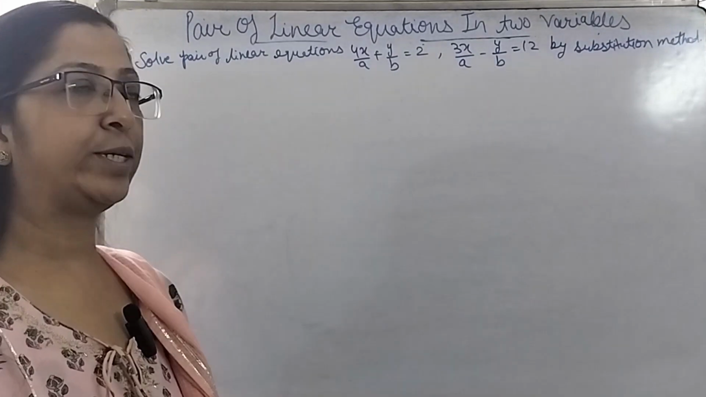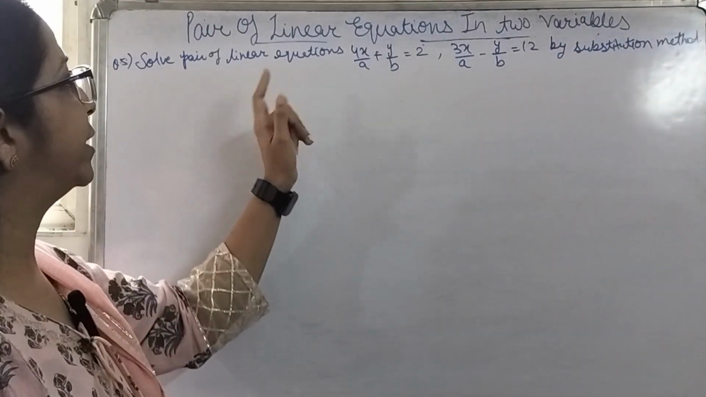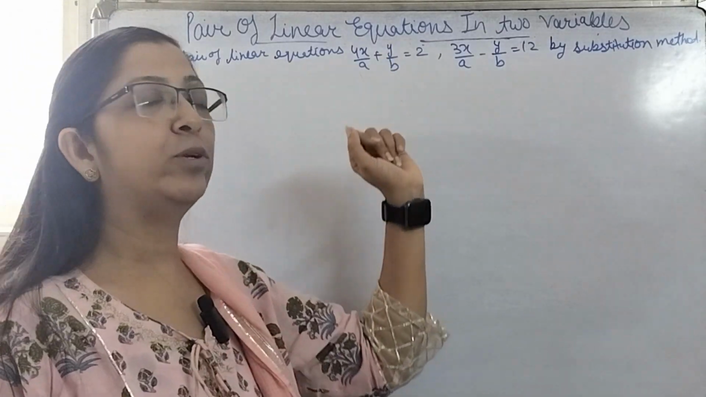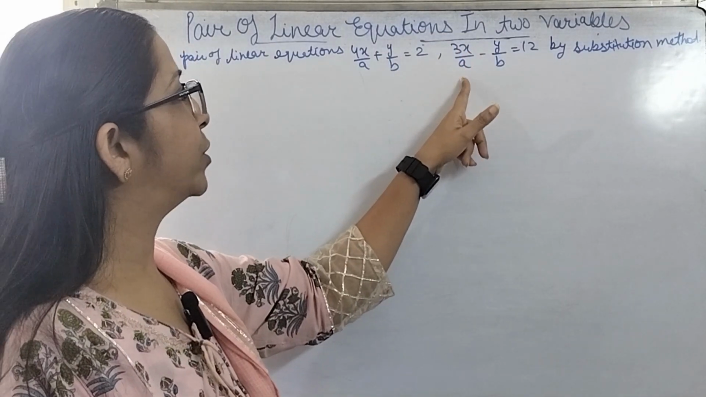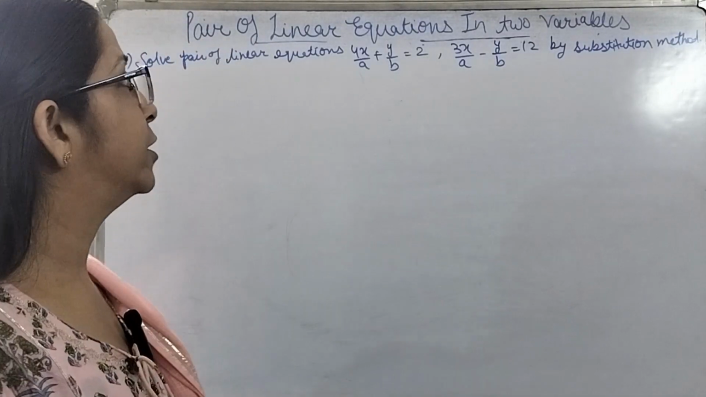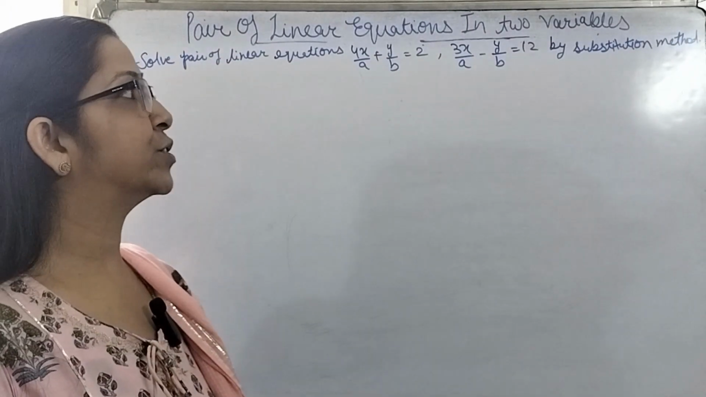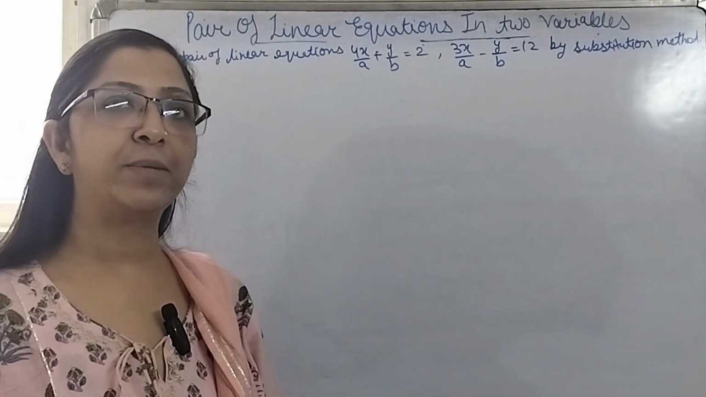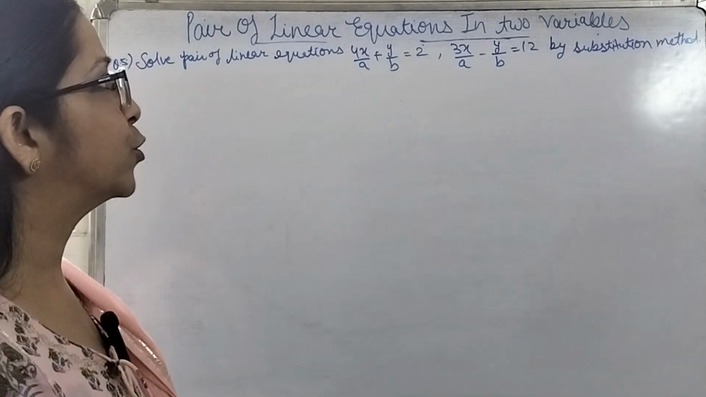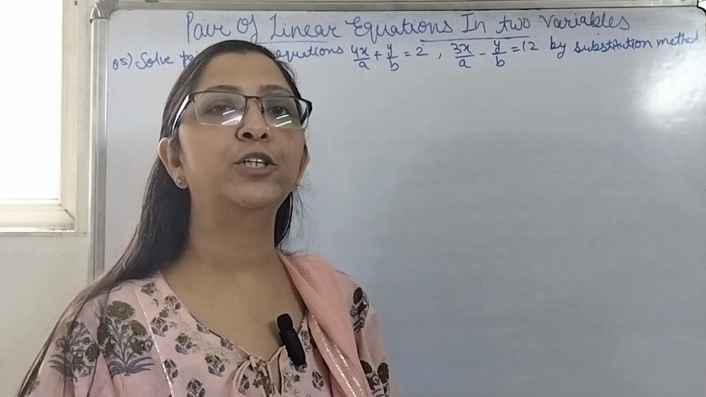Now let's see the fifth question. Solve the pair of linear equations 4x upon a plus y upon b is equivalent to 2, and 3x upon a minus y upon b is equivalent to 12, by the substitution method. So we know that a pair of linear equations could be solved either by the substitution method or by the elimination method, or even graphically. So here we have to solve this by the substitution method.